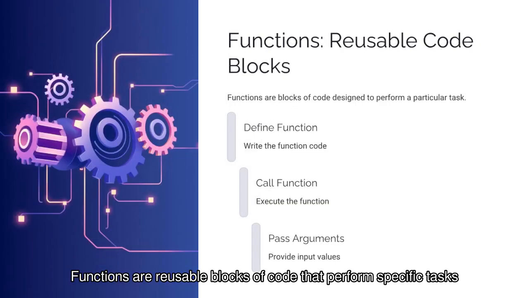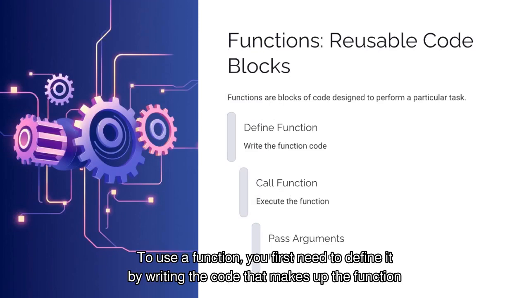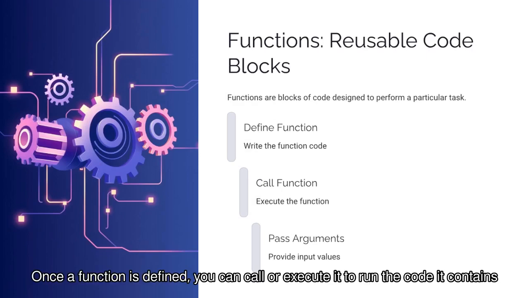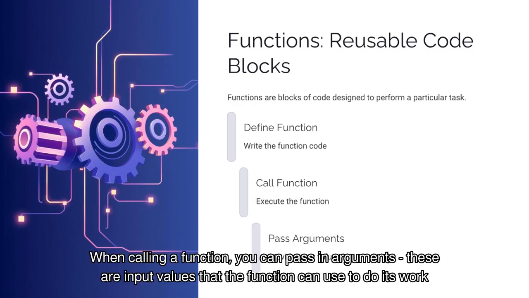Functions are reusable blocks of code that perform specific tasks. To use a function, you first need to define it by writing the code that makes up the function. Once a function is defined, you can call or execute it to run the code it contains. When calling a function, you can pass in arguments. These are input values that the function can use to do its work.